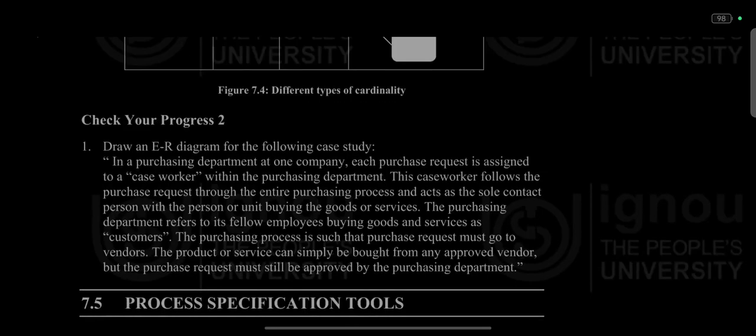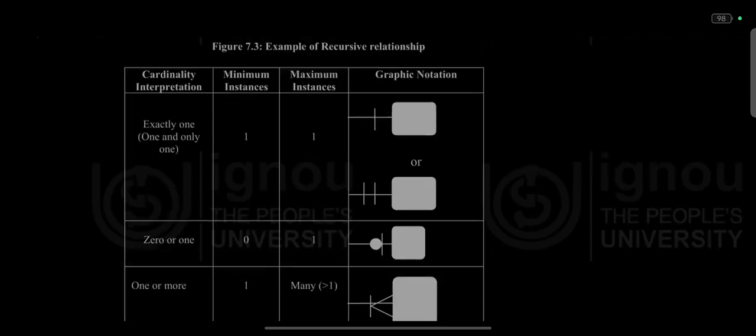Cardinality defines the minimum and maximum number of occurrences of one entity that may be related to a single occurrence of the other entity. Because all relationships are bidirectional, cardinality must be defined in both directions for every relationship. Figure 7.4 depicts various types of cardinality. But where is figure 7.4? Oh, here is figure 7.4. We will see it first.